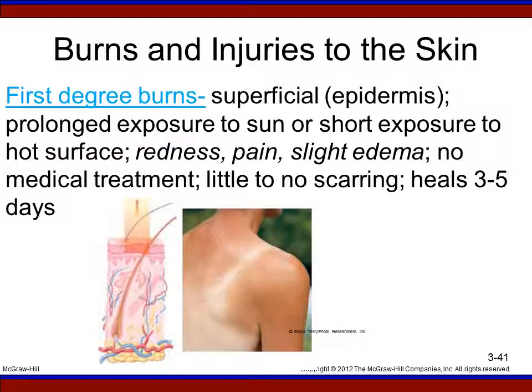Moving on to burns, which might be a bit of a review for most of you. We'll talk about first, second, third, and fourth degree burns. First degree burns are more superficial, so you can see in the picture it just affects the top layer of skin, the epidermis. This is your typical sunburn or short exposure to a hot surface. If you went to grab a pot off the stove and you forgot it was hot and you just touched it for a second or two.